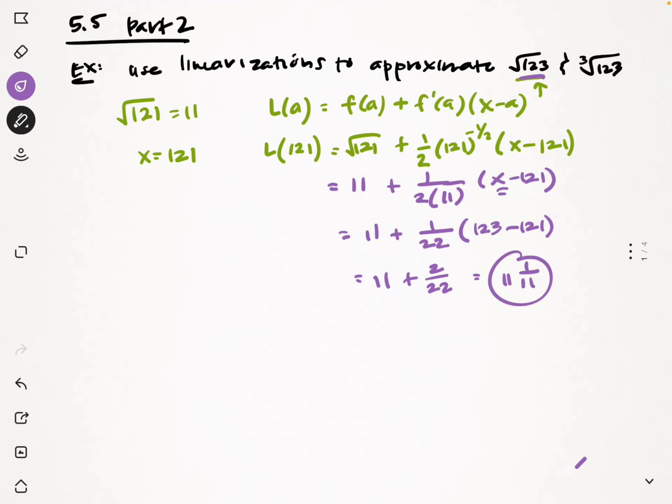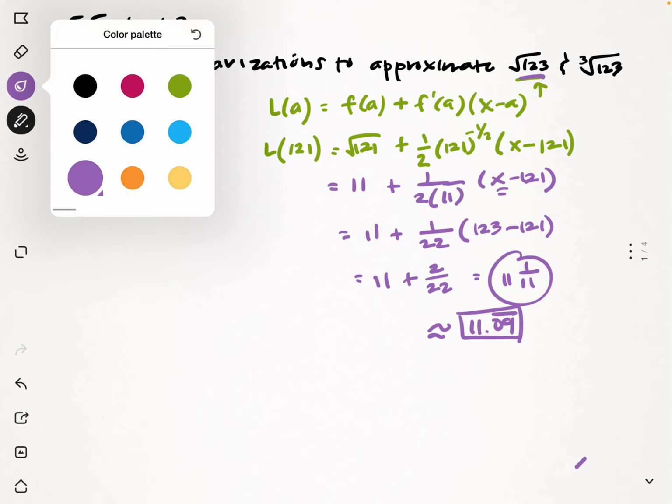So let's approximate it. 11 plus 1 divided by 11 is going to be 11.09 repeating. Okay, we might be running out of room here, so we're going to try to squeeze it in.